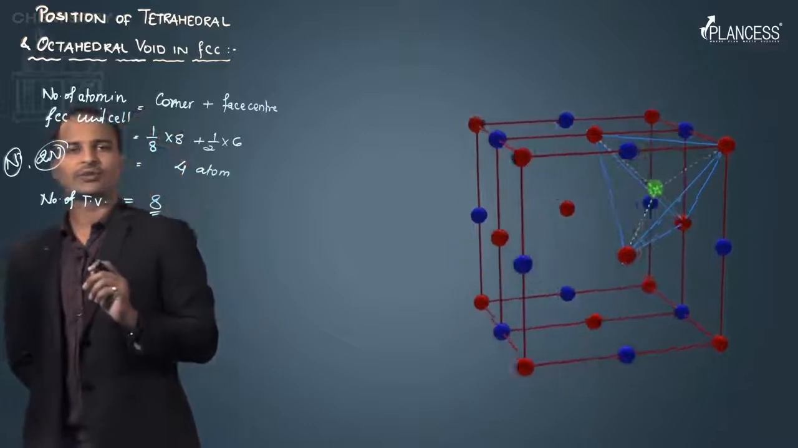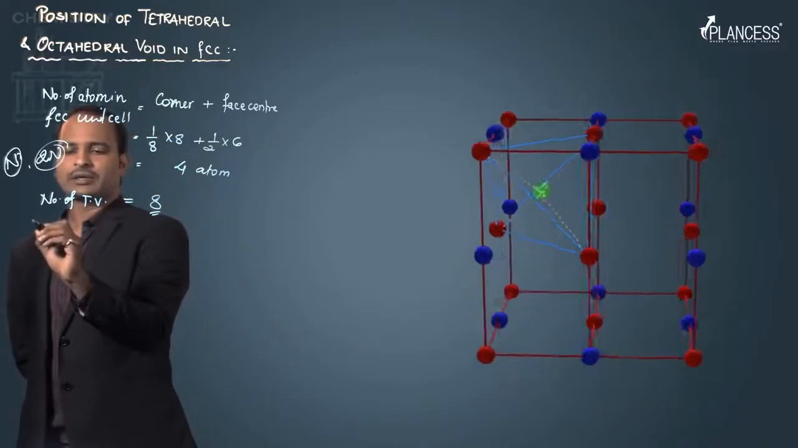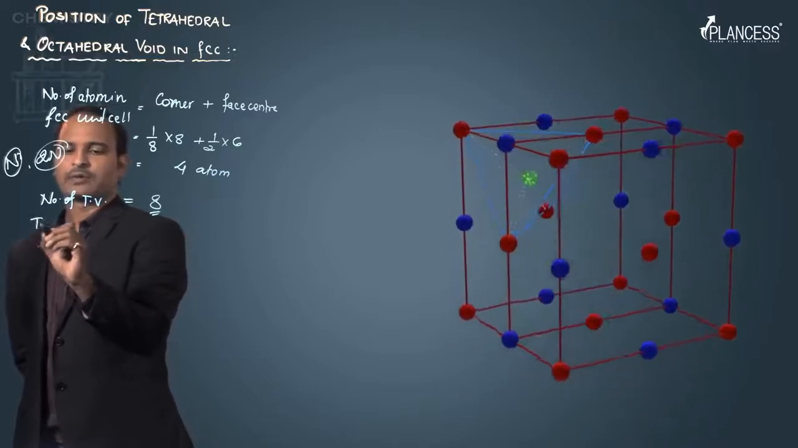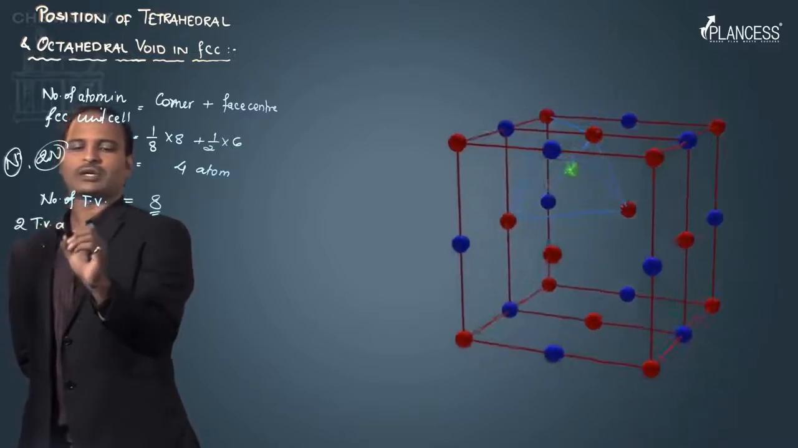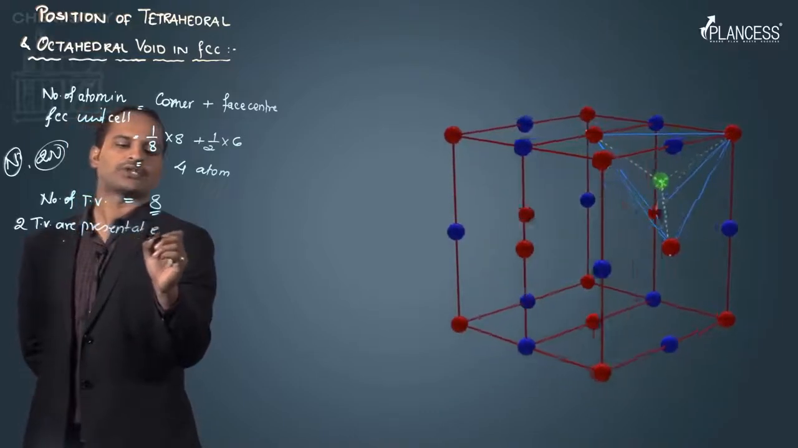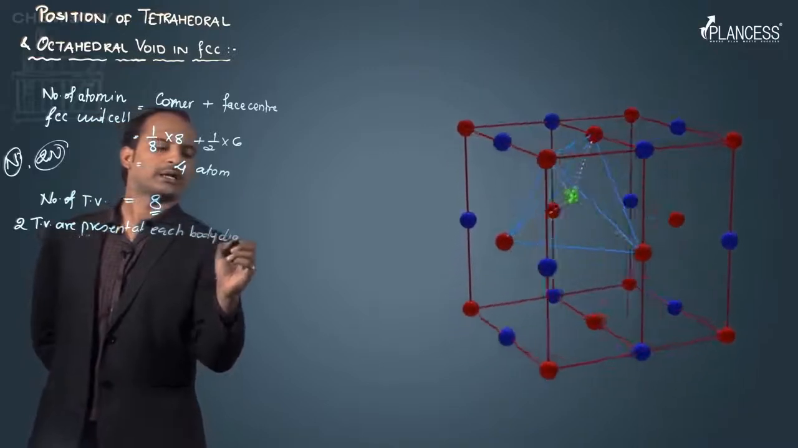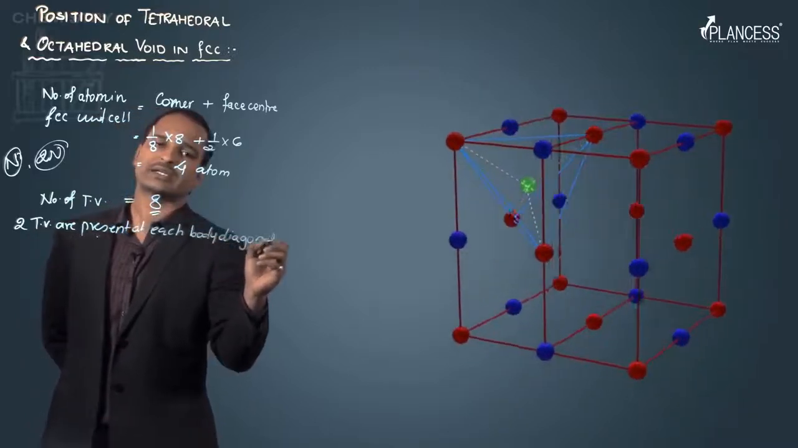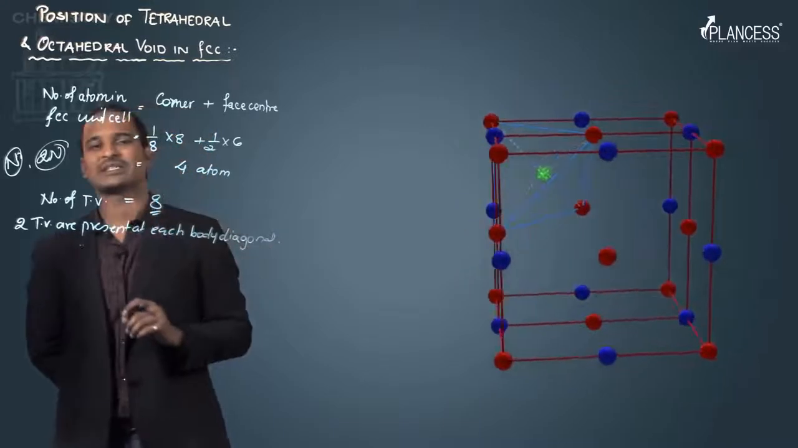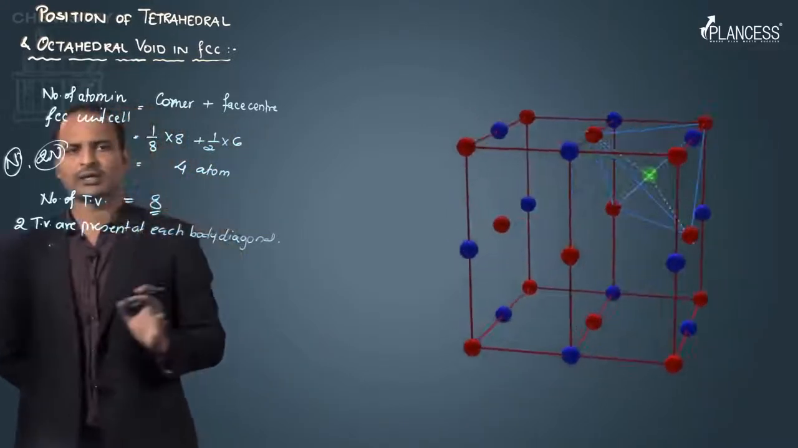So where are the tetrahedral voids present? Simply, I will say two tetrahedral voids are present at each body diagonal. And how many body diagonals are there in total? I can say there are a total of 4 body diagonals. That means 8 tetrahedral voids will be there. Okay, this is about the tetrahedral void.